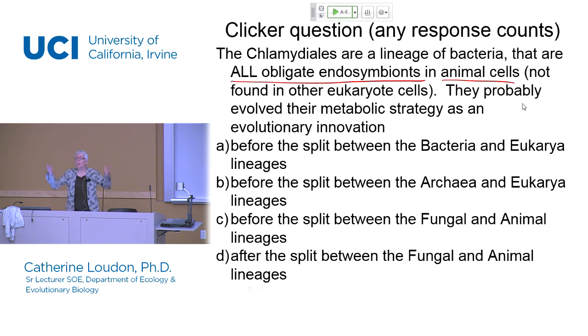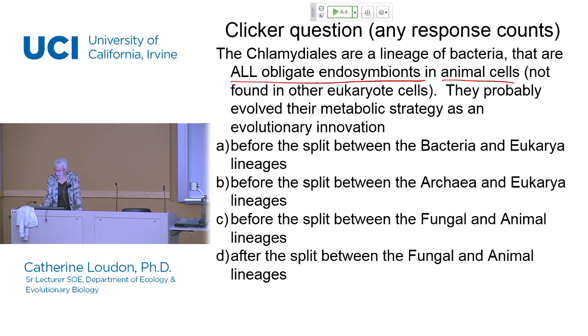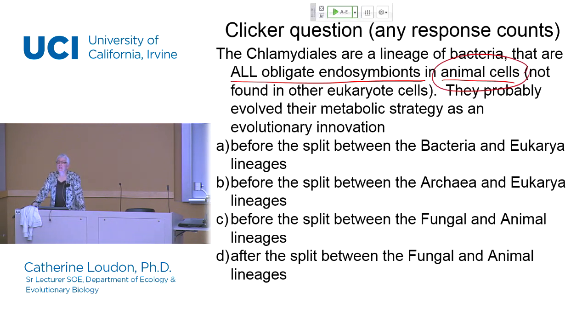But what's the way of thinking about this? Well, the animal cells are the environment for these bacteria. So the environment has to exist before they can evolve to specialize in it. That's why it would be logical to assume that this is after the animals split off from the other lineages, such as the fungal lineage. So certainly not before that.